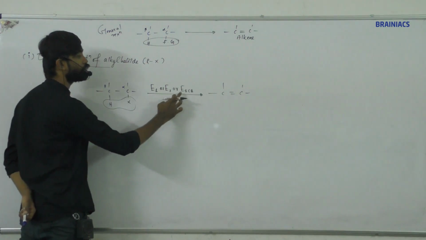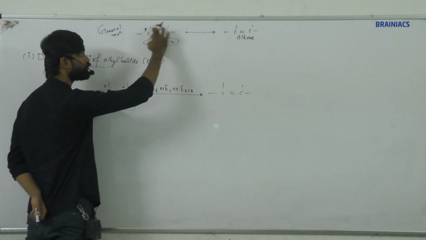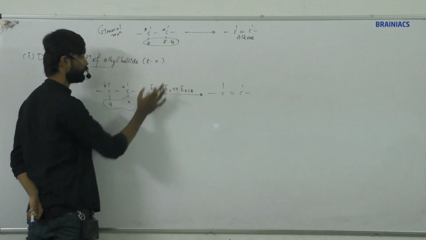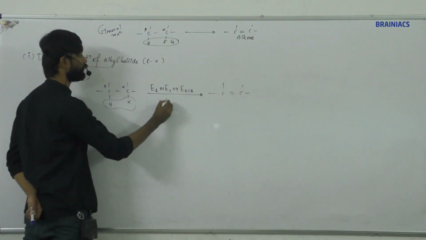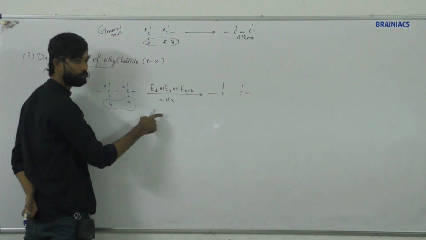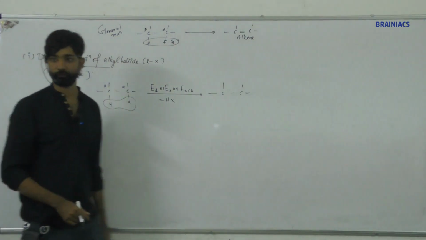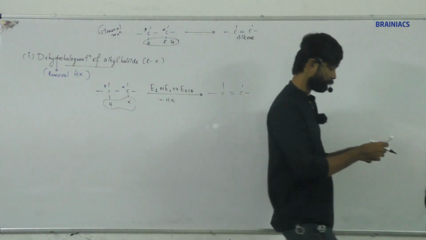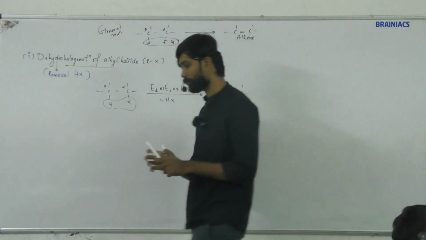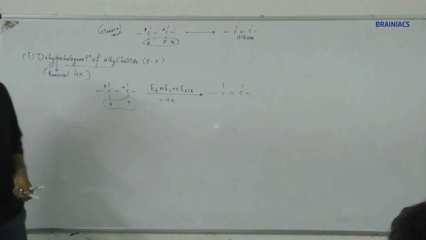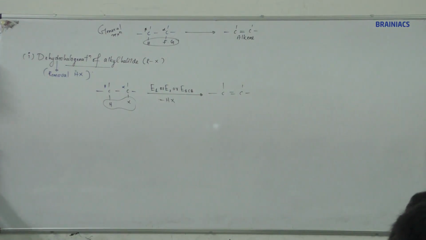Mechanism may be E1, E2 or E1CB, and this is for any one. This is only for the case where HX is removed. Okay, that much. I'll give you examples. The mechanism may be E1, E2 or E1CB.